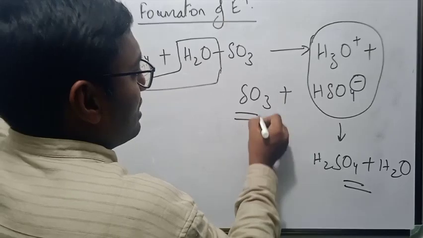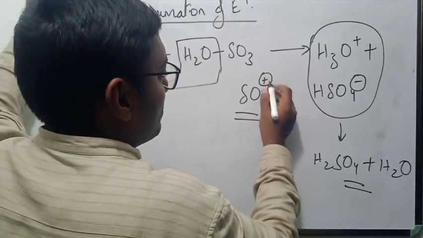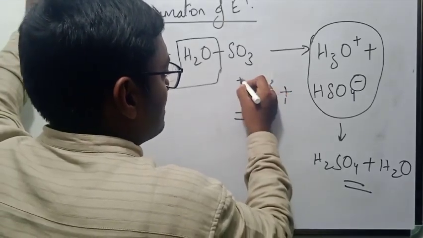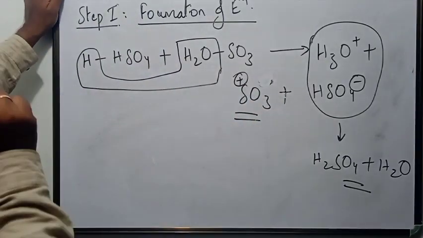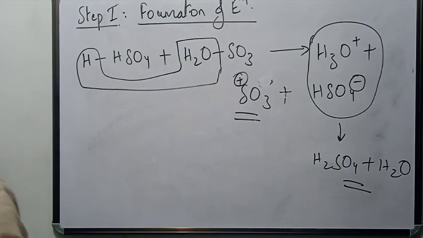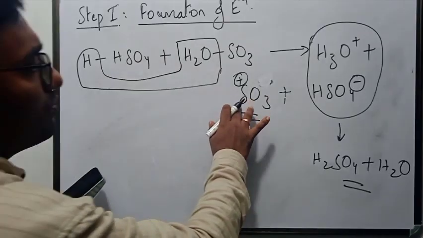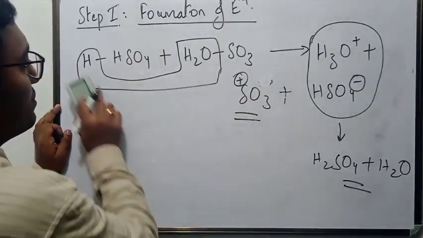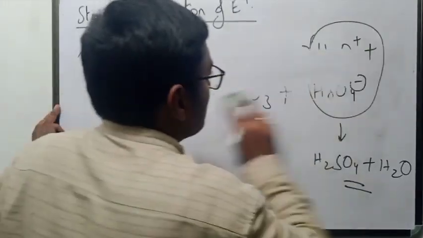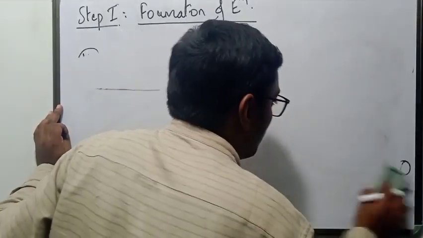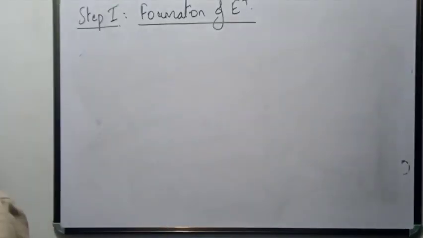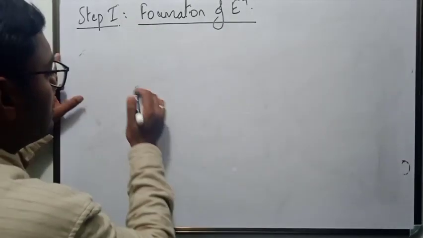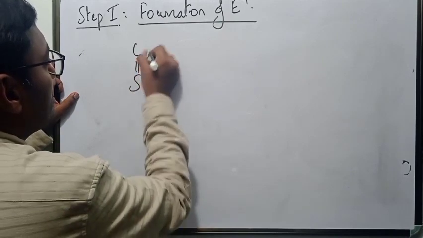SO3 plus has formed. The positive sign lies on the sulfur. We will see the structure of SO3, and you will come to know how that positive sign comes on S. Let us see how the positive sign comes on S. So we got the SO3 plus. Now let's see how the positive sign comes here.